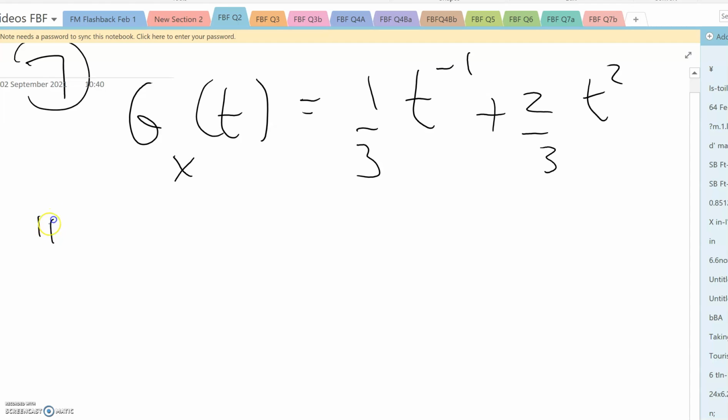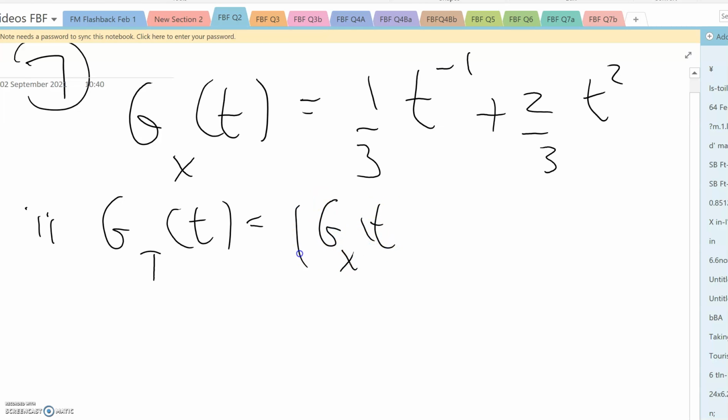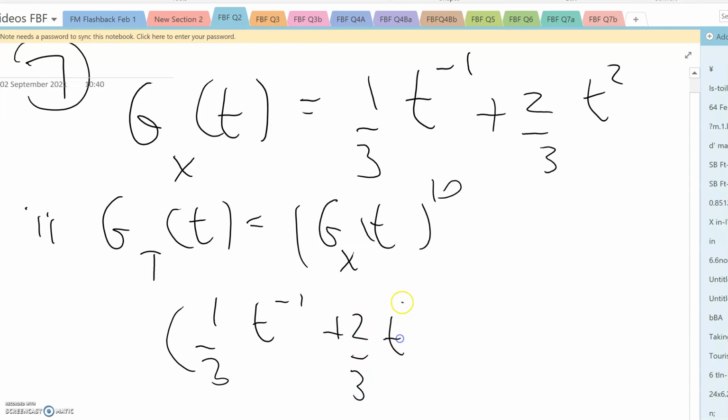When we get on to part 2, you'll notice that it does say you've got to use the probability generating function. So there are alternative methods which would work, but they wouldn't get you full marks. Thinking about G_T(t), there's a standard result that this is going to be G_X(t) to the power of 10, and that in turn is going to be (1/3 t to the -1 plus 2/3 t squared) to the power of 10.